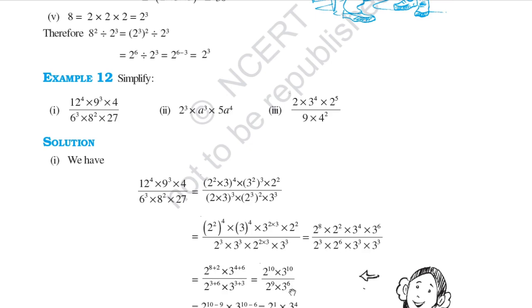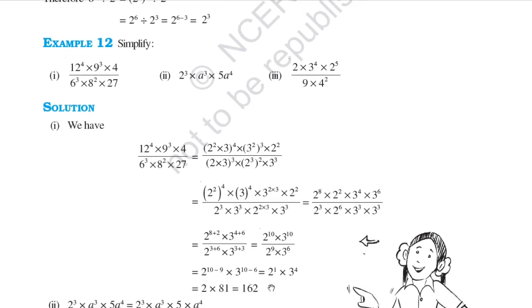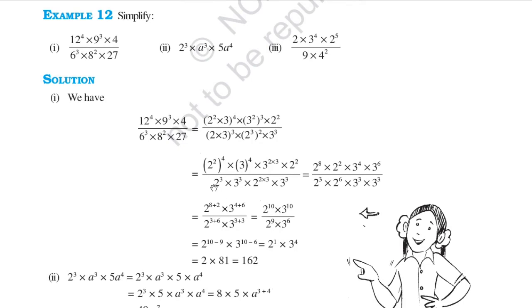Now it is in division, so we will take the same base and then subtract the exponents. 10 minus 9 is 1, and these two have the same base, so 10 minus 6 is equal to 4. So 2 to the power 1 and 3 to the power 4. So it becomes 2 into 81, since 3 to the power 4 is 81. So the answer is 162. Very easy.